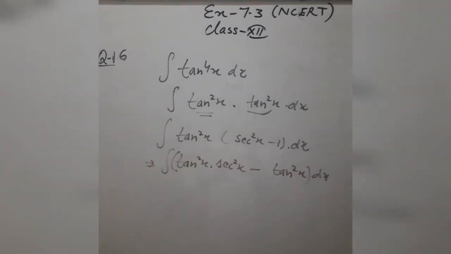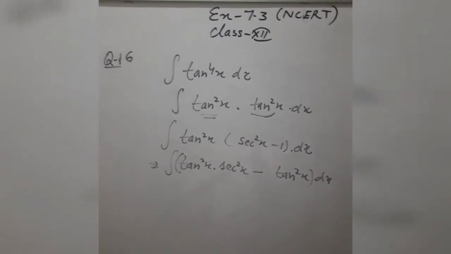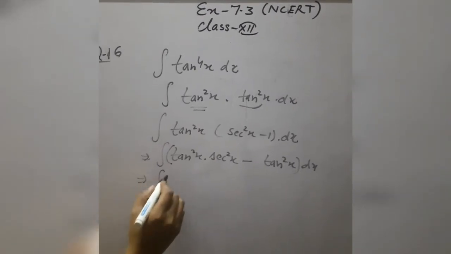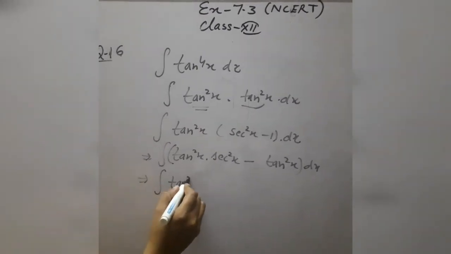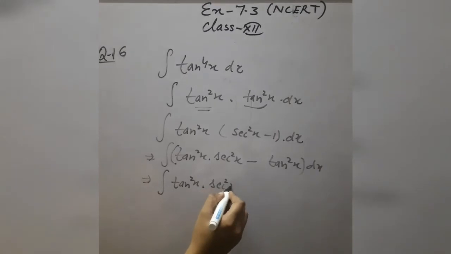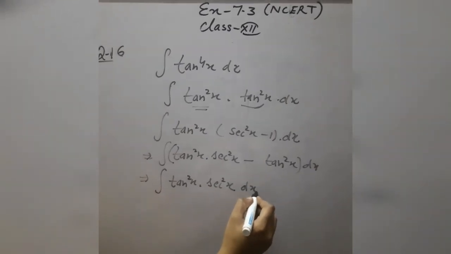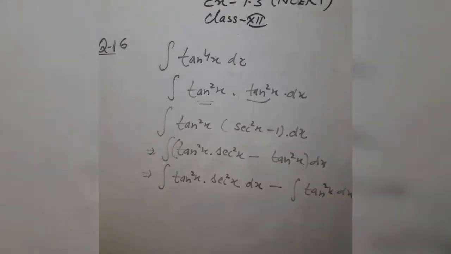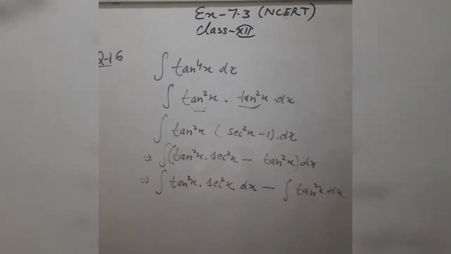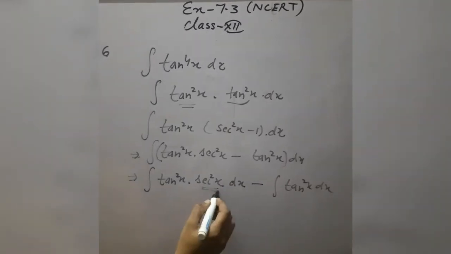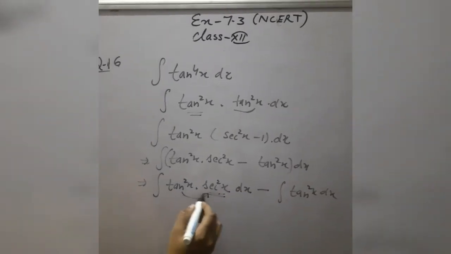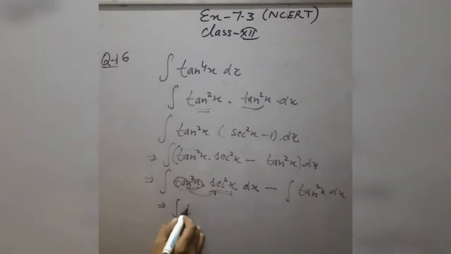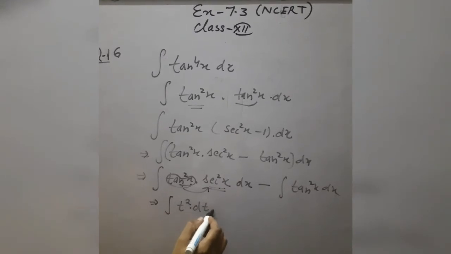After multiplying, you will put it in this sum. You will integrate both these functions separately. It can be written as the integration of tangent square x into secant square x with respect to x, minus the integration of tangent square x with respect to x. Yes, in this sum secant square is the derivative of tan x. So put tan x equal to t here. It becomes t square into dt.